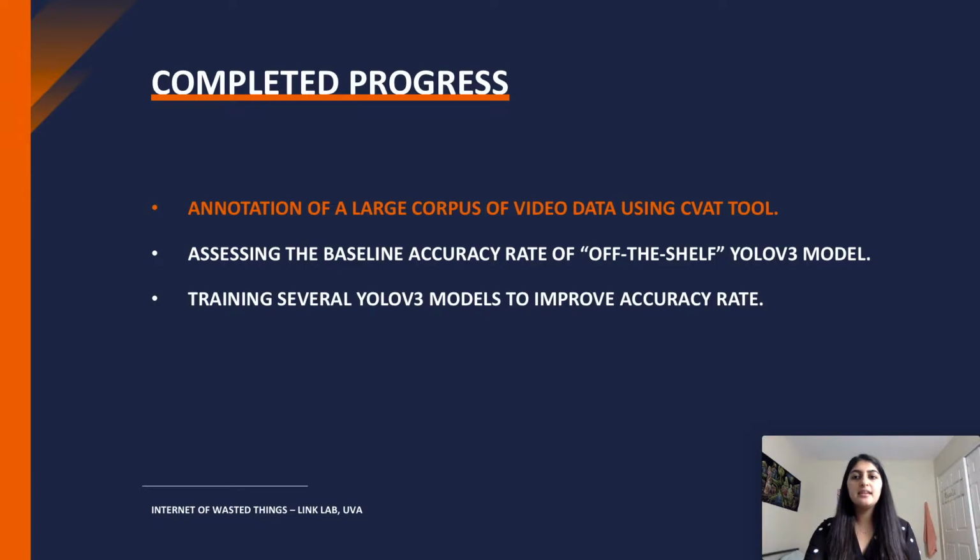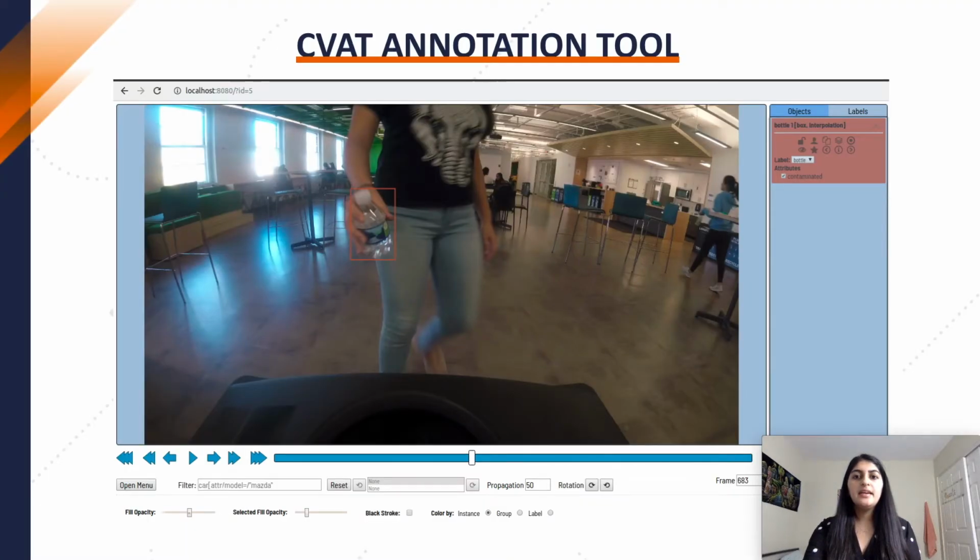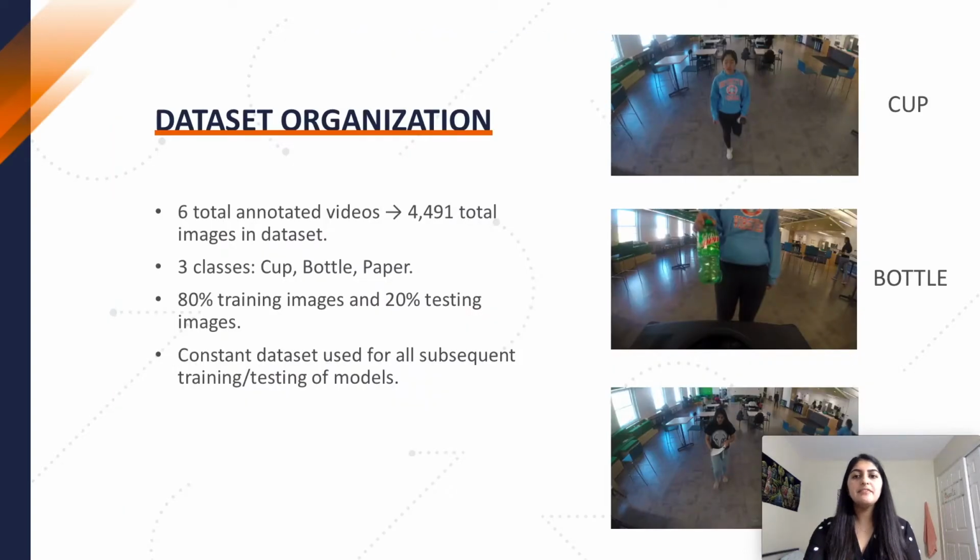These are the steps we've completed so far in our research. First, because there wasn't any good open source data, we took videos of ourselves and annotated the waste objects with the CVAT annotation tool. Here is what that tool looked like. Unfortunately, this was a very tedious process and very time consuming, and we had to search through many annotation tools before finding one that fit our needs.